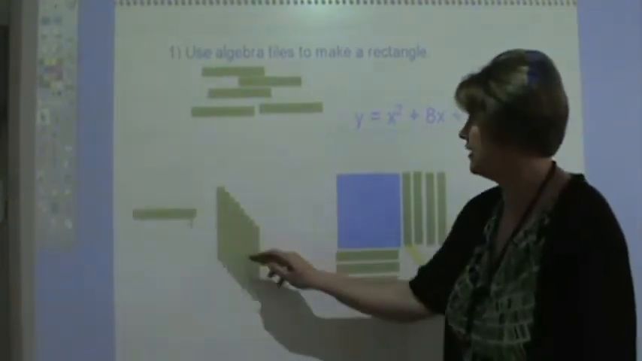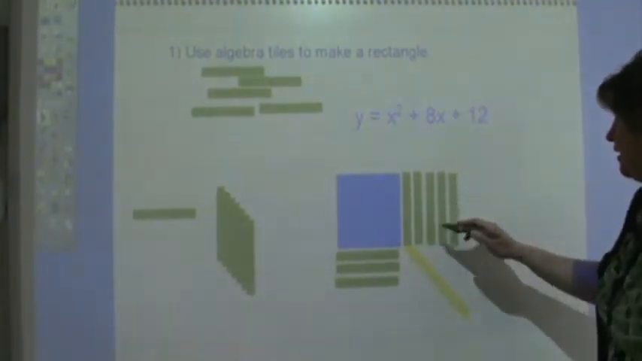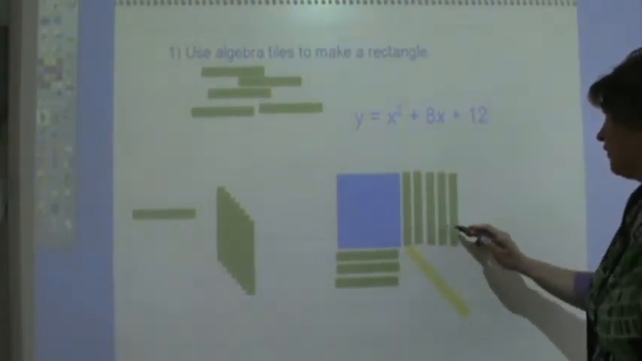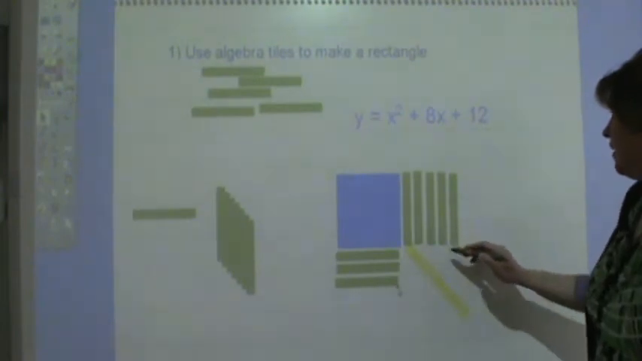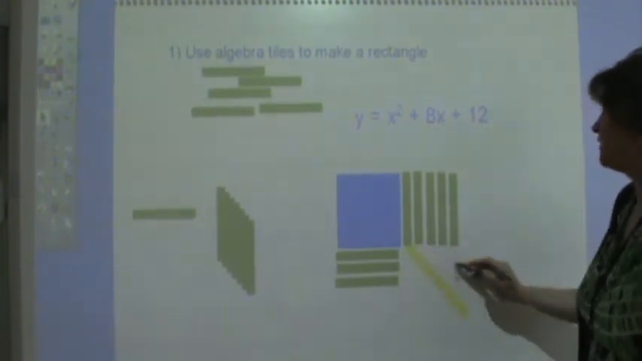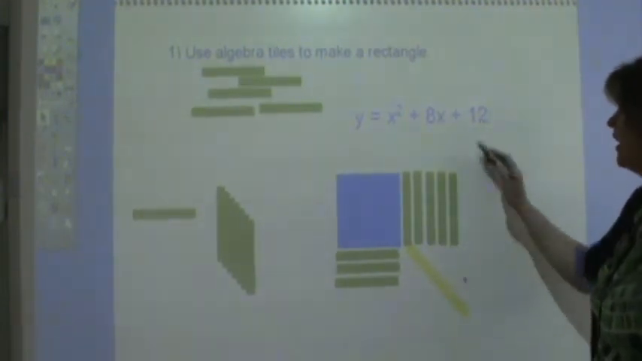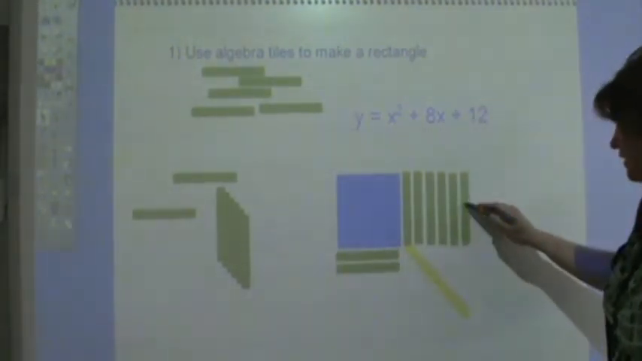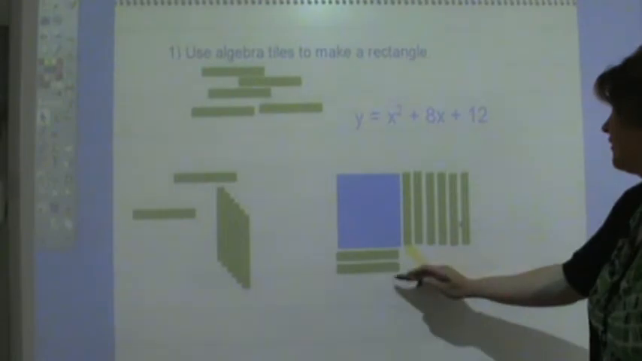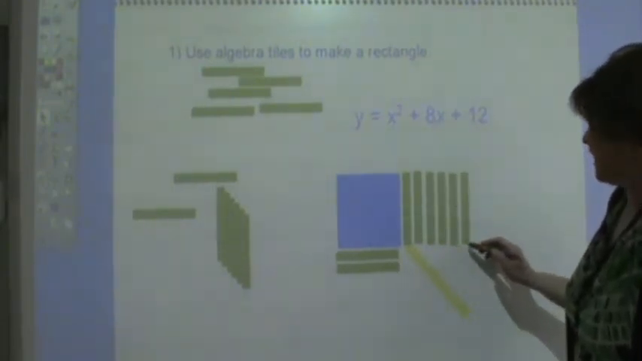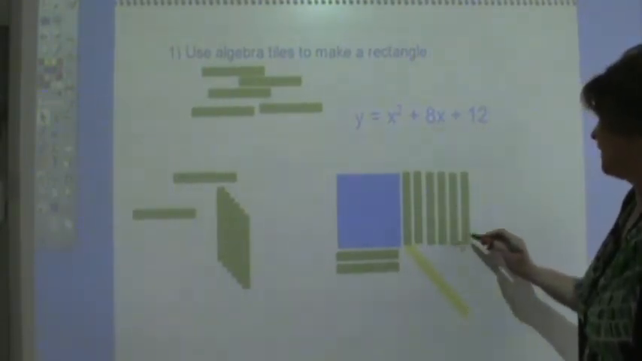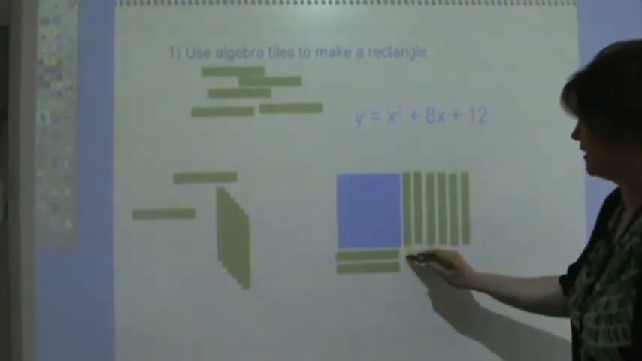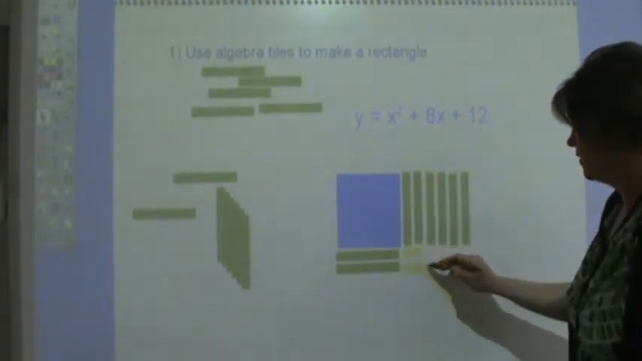So let's take one of these out, put one of these in. This would give me 1, 2, 3, 4, 5, 6, 7, 8 x's. But this would give me 5 times 3 is 15 yellows. Okay, and I need 12. So let's take one off here, add one on here. 1, 2, 3, 4, 5, 6, 7, 8. Good. And now I have 6 by 2. That would get me my 12 little guys. Okay?